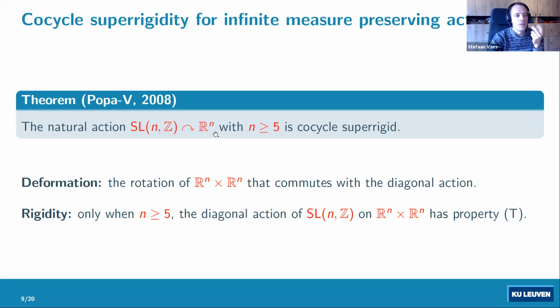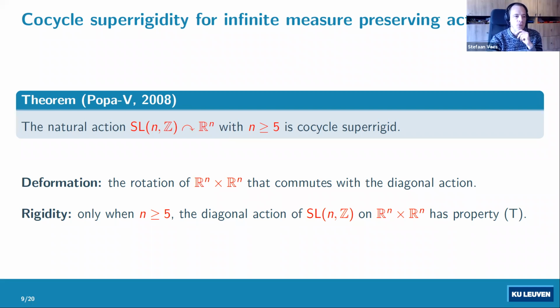When n is at least 3, this is indeed an ergodic action actually. When n is at least 2, this is an ergodic action already. And what we prove is that from n starting 5, this is Cocycle superrigid. And then of course you say, okay, how can this be that it's with n at least 5? I mean, you would have believed me with n starting at 3, but n starting at 5 is probably strange.